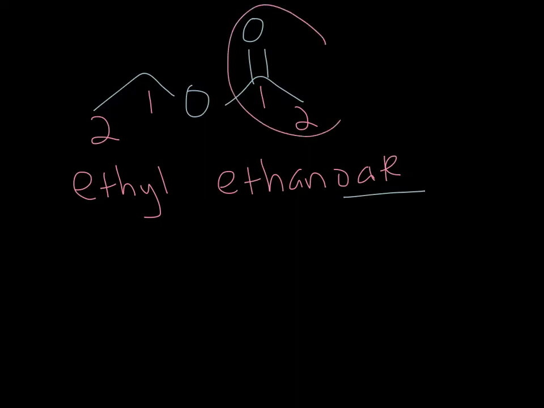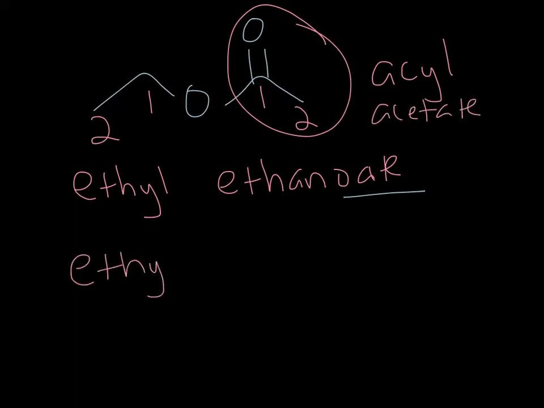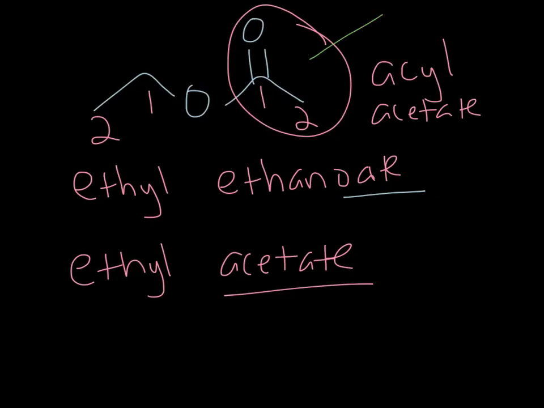Commonly, this group right here is called an acyl group, or acetate, and so the common name for this is ethyl acetate. So you might see acetate, and when you do, that's referring to this group right here, this guy, with the carbonyl carbon and then one methyl coming off of it. So this functionality that the green arrow is pointing to is an acyl group. It's commonly called acetate when we name for common names. We'll do one more example.